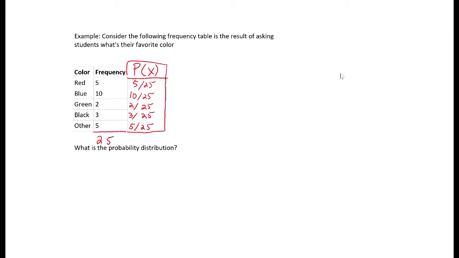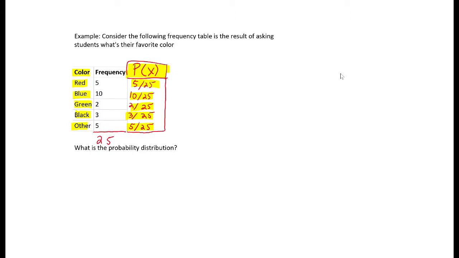So what's the probability distribution? I'm going to highlight it for you. This is the probability distribution. We have red, blue, green, black, and the other colors, and then we have the associated probabilities. So a probability distribution consists of the data values, or the events, I guess we could say, and then the related probabilities of those events.